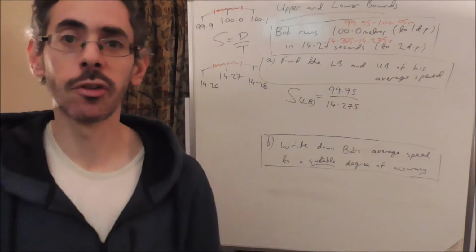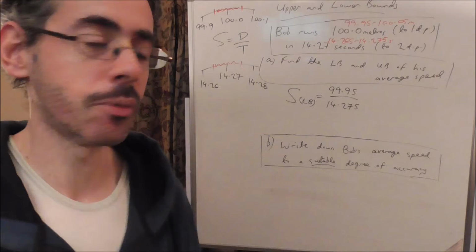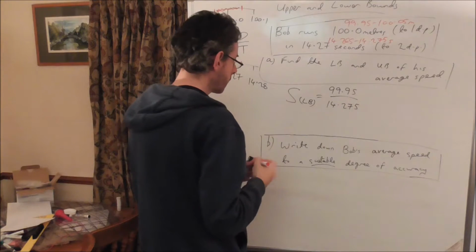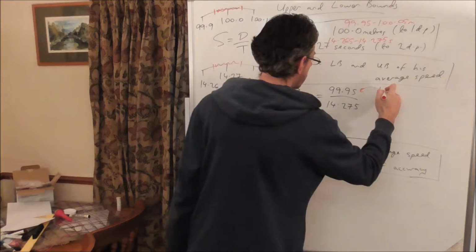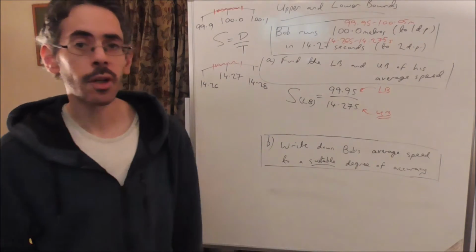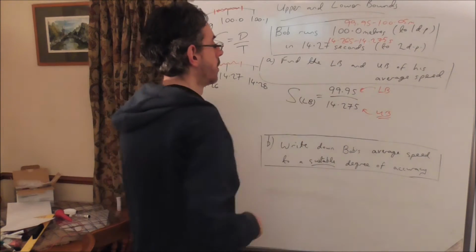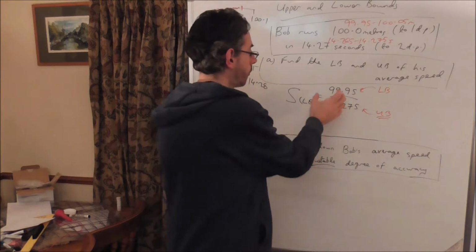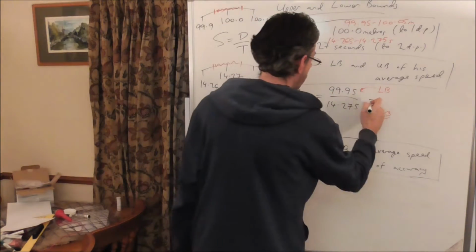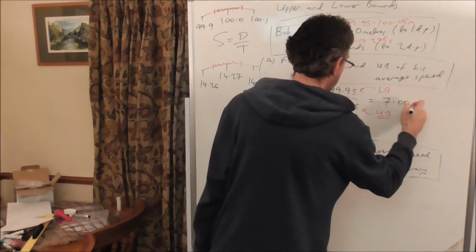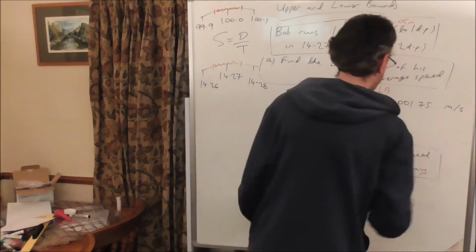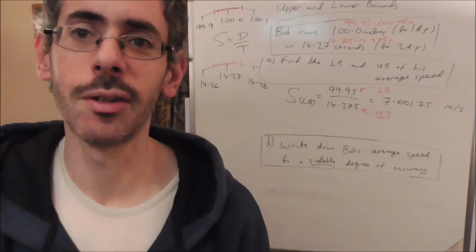If you want the average speed to be as small as possible, or as slow as possible, you need to use the shortest distance and the longest time. So use the lower bound for the distance, but surprisingly use the upper bound for the time. Another way to think about it is you can think of this as a fraction. To make a fraction as small as possible, you choose the smallest possible numerator and the biggest possible denominator. And if you work that out on the calculator, you get 7.00175 and so on metres per second. So that's the lower bound for Bob's average speed.